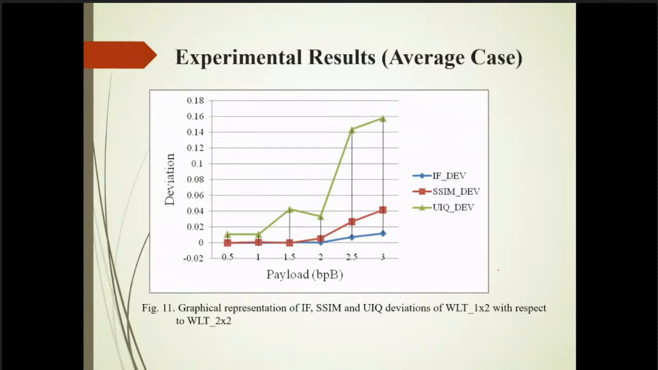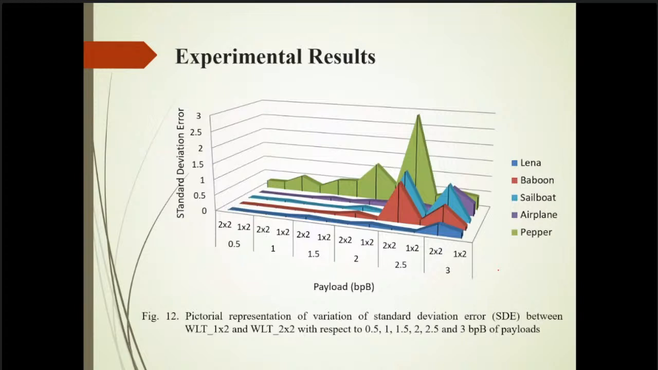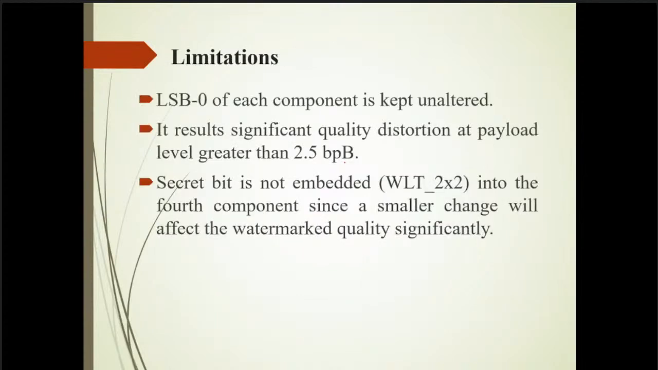That means I have taken two images, copied the same image, and computed the SSIM, the IF, the PSNR, the QIF. All are one. That means there is no difference, no perturbation, no noise injected into the image. That is the meaning. You see, these are the results for various embedding situations: 0.5 BPB, 1 BPB, 1.5 BPB, then 2 BPB, 2.5 BPB.